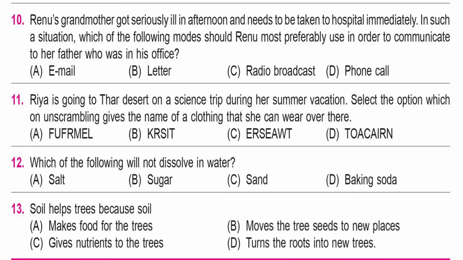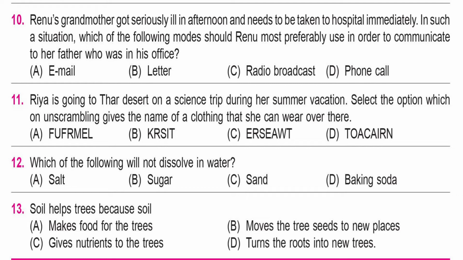Question number 10. Renu's grandmother got seriously ill in the afternoon and needs to be taken to the hospital immediately. In such a situation, which of the following modes should Renu most preferably use in order to inform her father who was in his office? Option A, email. Option B, letter. Option C, radio broadcast. And option D, phone call. So the best method that she should use will be option D, phone call. Come to the next question.